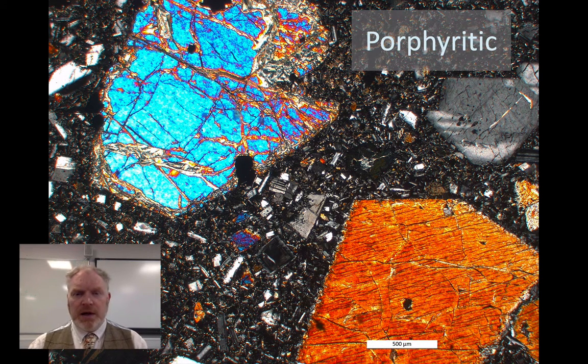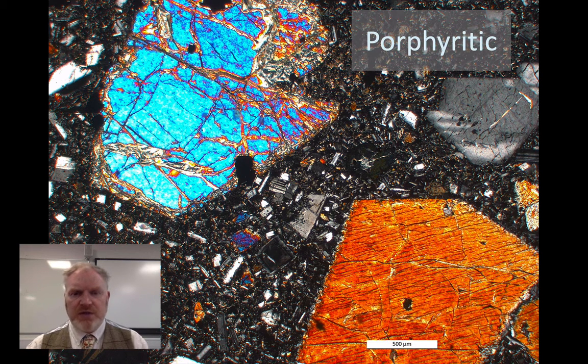Porphyritic is where we see crystals within an igneous rock of different sizes. This is a view taken down a geological microscope. We've got some very large crystals here, probably about a couple of millimetres across. The scale bar at the bottom is 0.5 millimetre. These are crystals of olivine. The bright coloured one is olivine. The brownish coloured one is augite. Those crystals are much bigger than the crystals surrounding them, which are mostly feldspar. There's some other bits in there, but mostly it's feldspar.